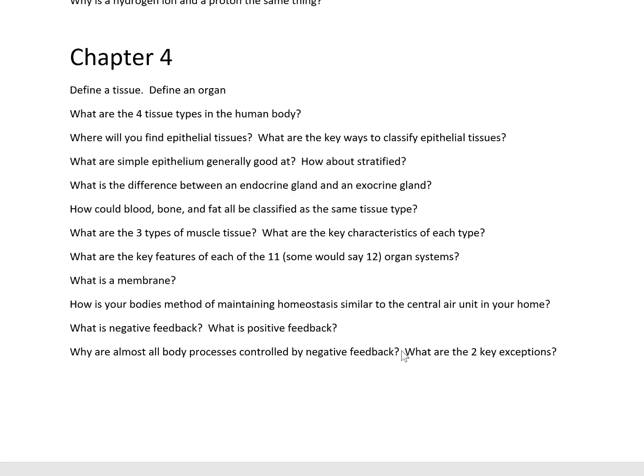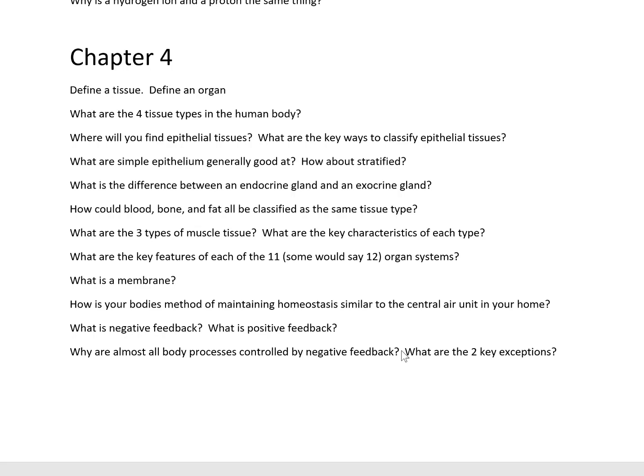Positive feedback, think about a snowball rolling down a hill. If there's a change, your body says, we need more of this change. So that's going to be pretty rare. We don't want that to happen very often, but think about this example. You start bleeding. So the blood clotting cascade is a positive feedback system.